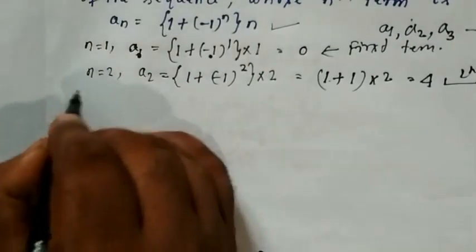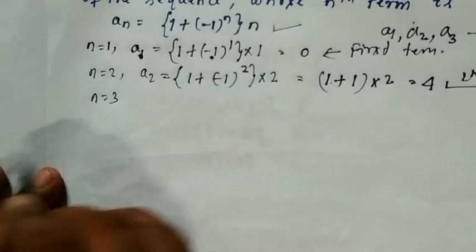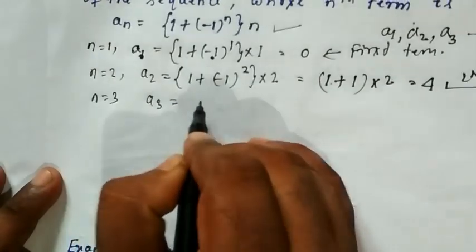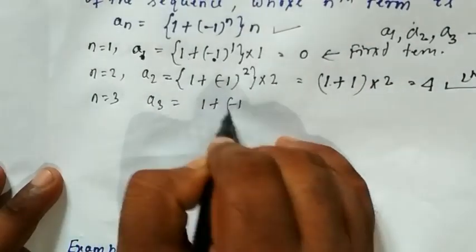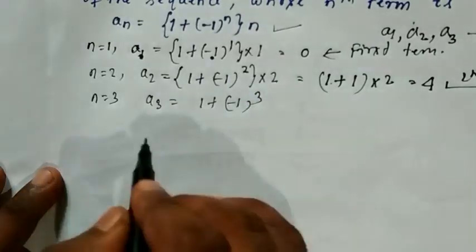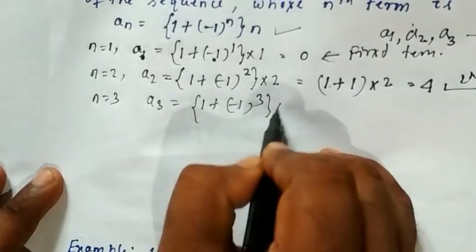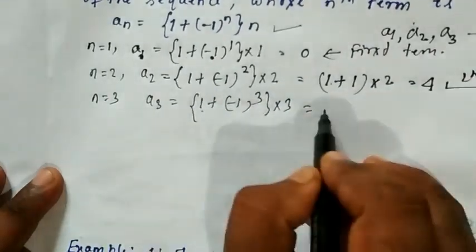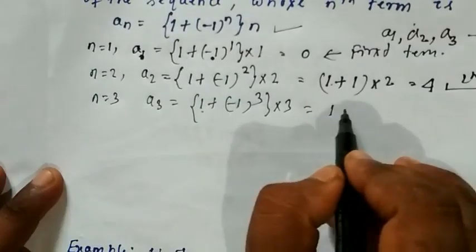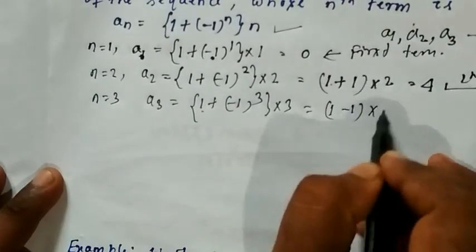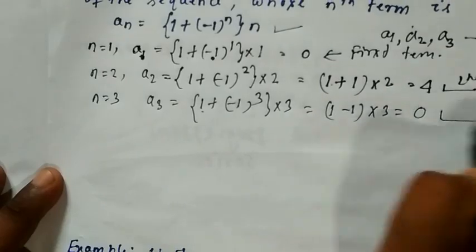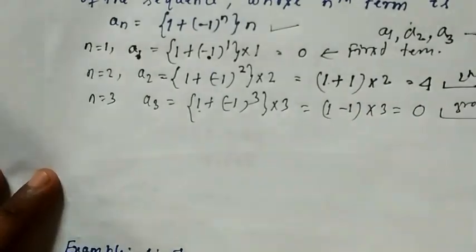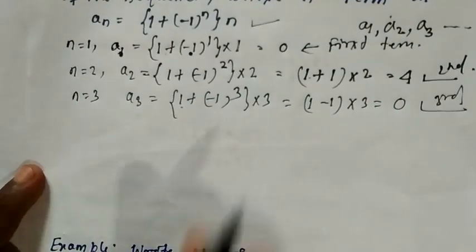Similarly for the third term, n is equal to 3. Then a3 is equal to 1 + (-1)^3 times 3. This is 1 minus 1, if we multiply minus 1 three times we get minus 1, into 3. The answer is 0. This is the third term.